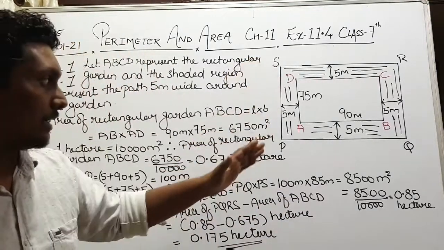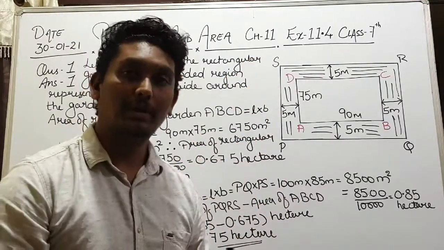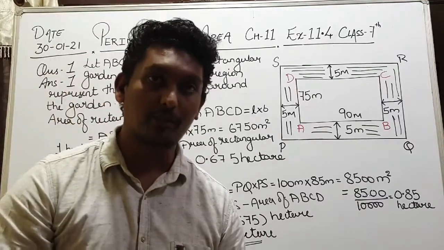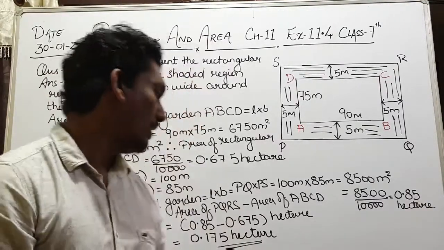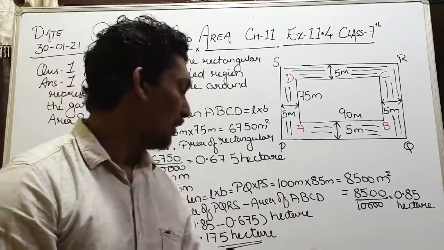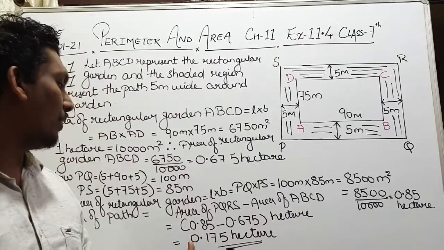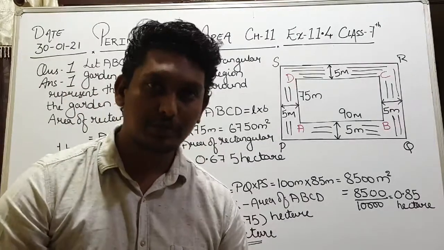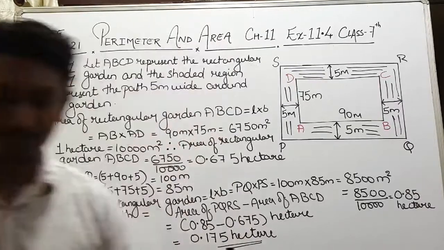Convert the unit area in hectares. After converting, the question is to find out the area of the path. For finding the area of the path, what you have to do, just subtract the area of PQRS minus ABCD. You will get the final answer, that is 0.175 hectare. Hope the question is clear to you. Just go through it.